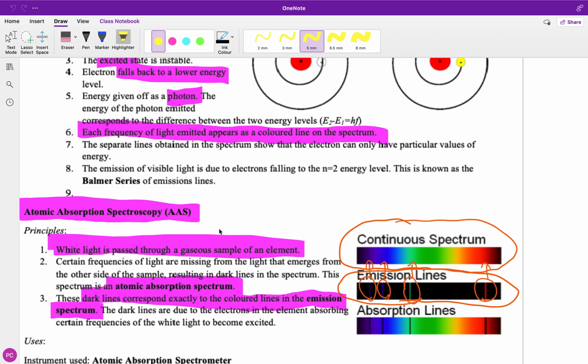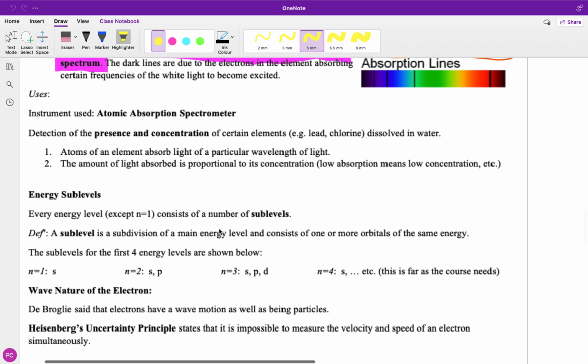Okay, so you'll use it for things like looking for certain elements dissolved in water. So if they're going down to a beach and they're saying, is there too much lead in this water? Is there too much something in this water? What they'll do is the atomic absorption will allow you to look how much of a particular element is in the water. Okay.